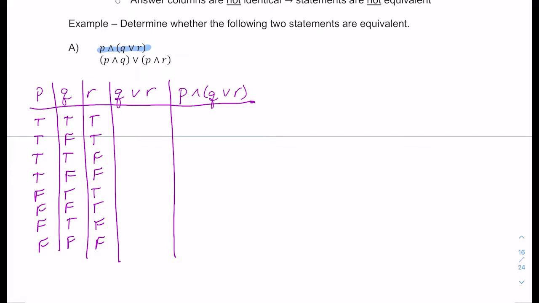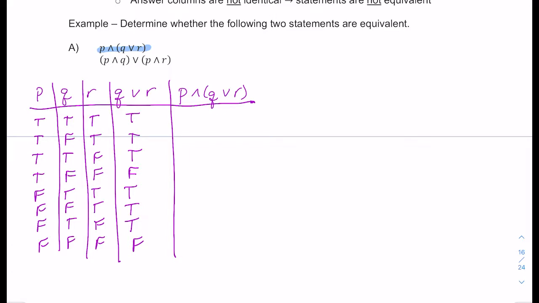Now I want to look at Q or R. If you'll recall, an or statement is true as long as one of them is true. So if I look at columns Q and R, I have true, true, so that's true. False, true, one of them's true, so the statement overall is true. True, false is true. False, false would be false because there are no trues there. And then it repeats: true, true, true, false.